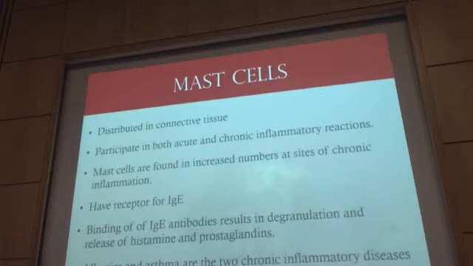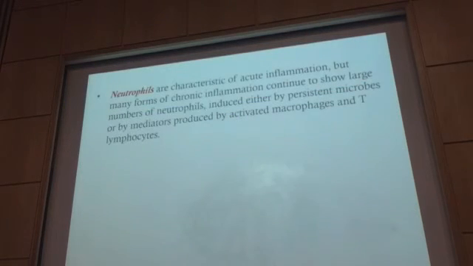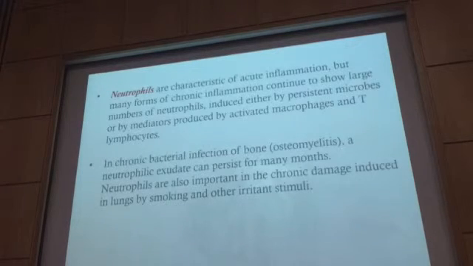Mast cells can also participate in chronic inflammation, mostly in allergies and asthma. Same goes for eosinophils. And sometimes we even see neutrophils in chronic inflammation, although they are actually the hallmark of acute inflammation. In some persistent bacterial infection, we'll also see neutrophils.